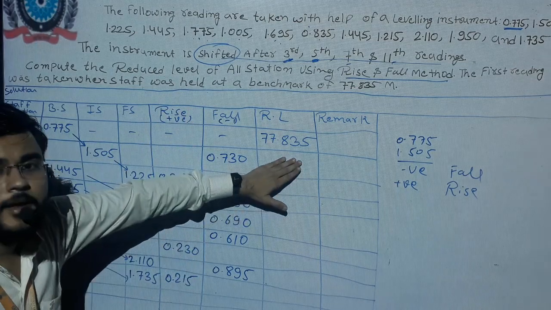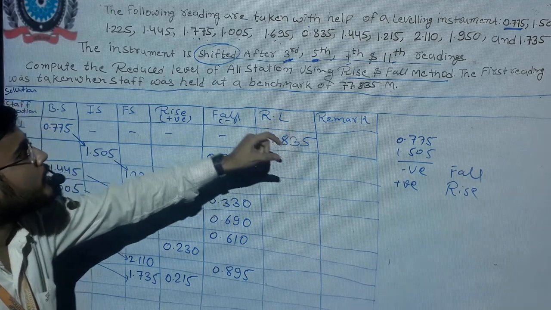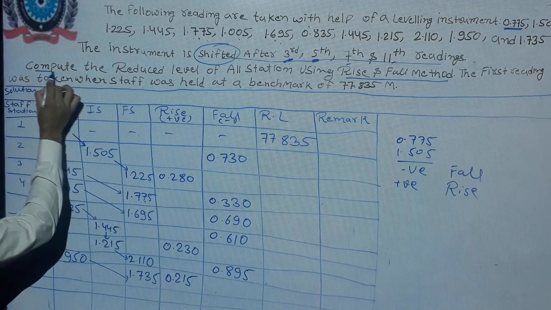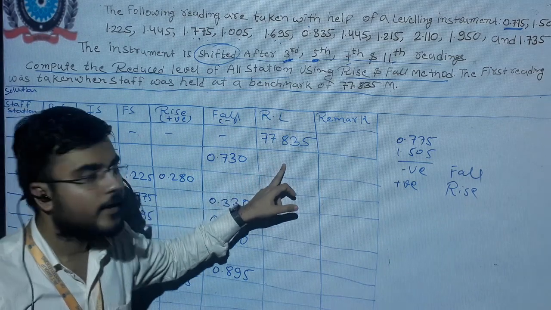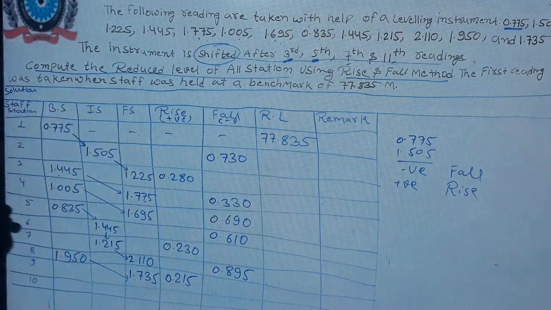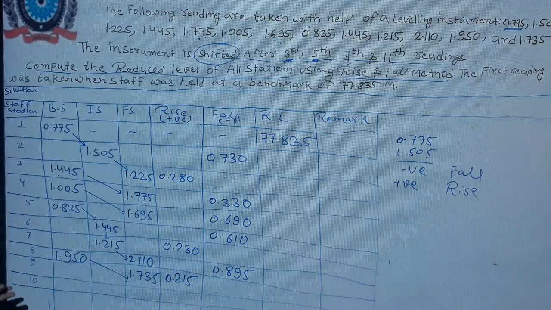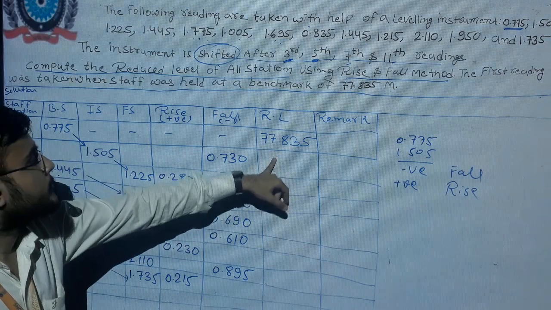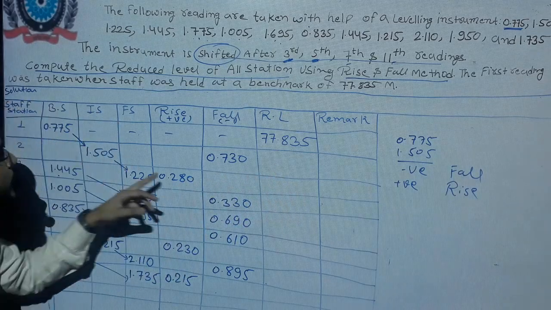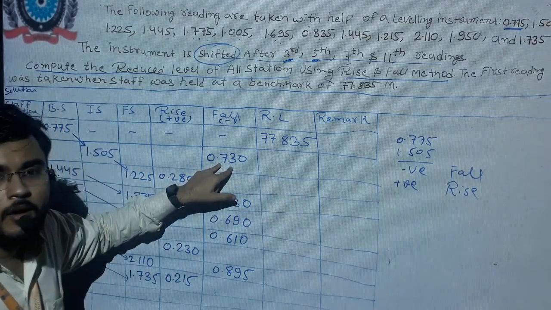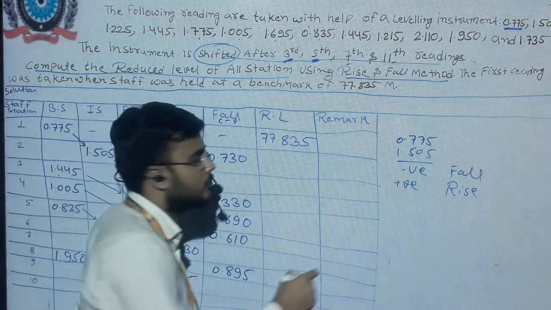Now this is very important, the last column, reduced level, where you have to find the reduced level of all the points, because the question's requirement is to compute the reduced level of all the stations. We have all the stations, and we will find the reduced level of this table. Without reduced level, this table is not important for leveling. Okay. Now find the next point RL. Very easy. If the second point reading is a fall, then you subtract from the first RL.